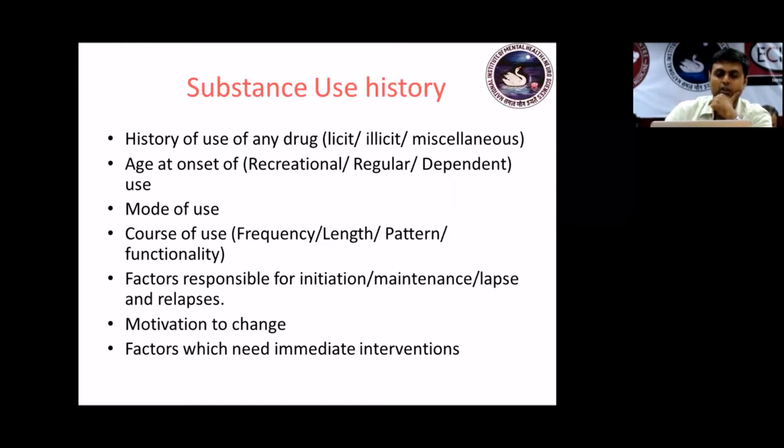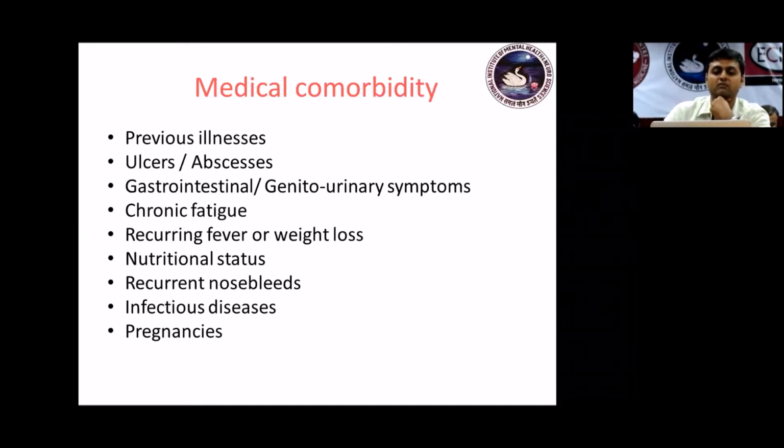The medical comorbidities which need to be assessed are: what previous illnesses they have had; if they are injecting drug users, looking for ulcers and abscesses in the physical examination; gastrointestinal and genitourinary symptoms; chronic fatigue, recurrent fever, weight loss, nutritional status, recurrent nosebleeds, infectious disease. Pregnancies also need to be looked at. This is something we don't usually ask in our adolescent women, but it's very common and needs to be assessed.